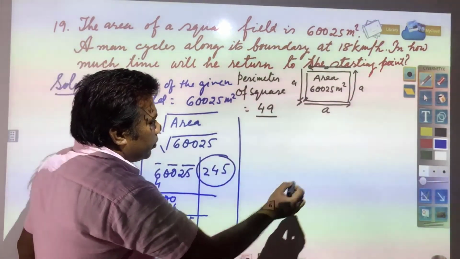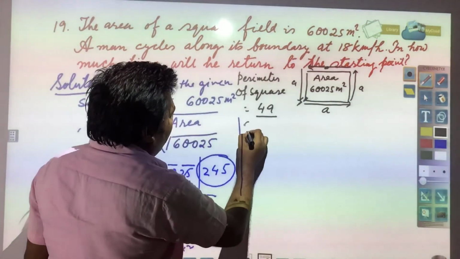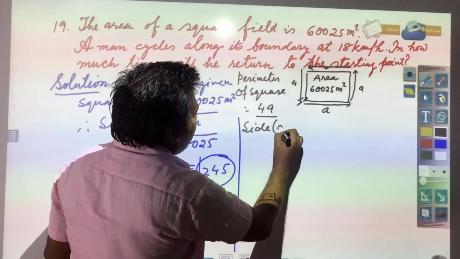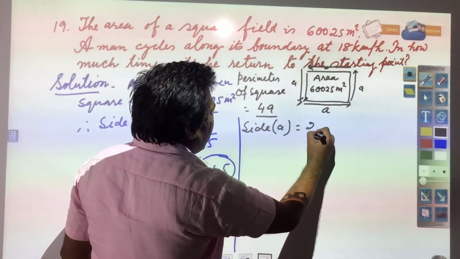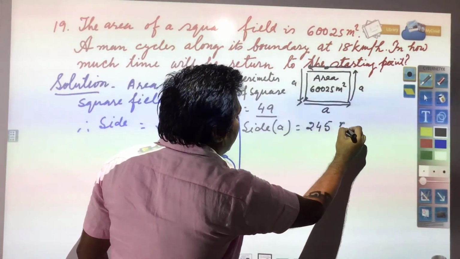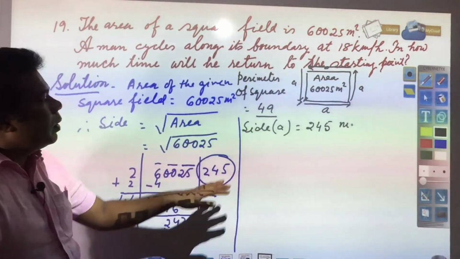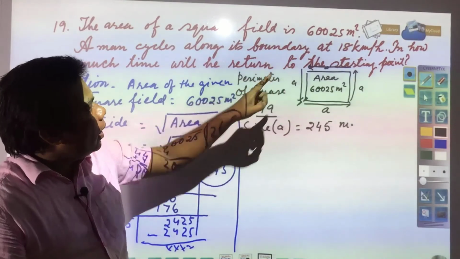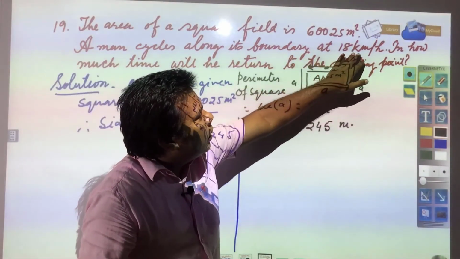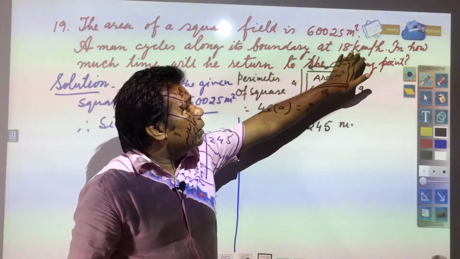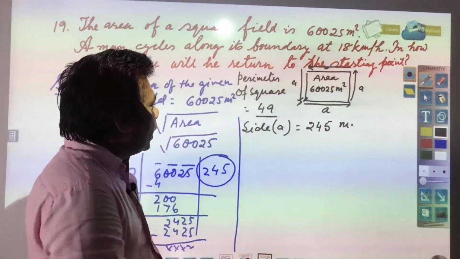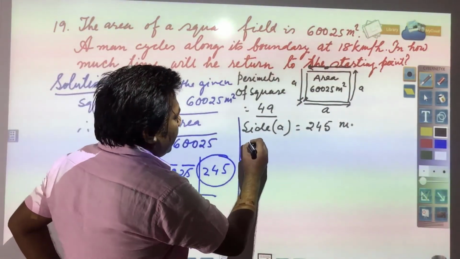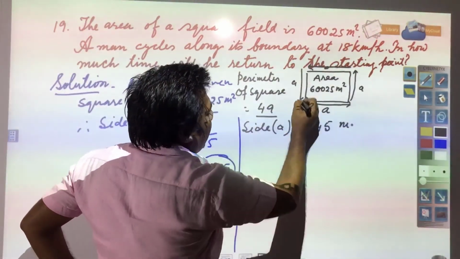Means side you have got, side means what? A you have got 245 meter. One thing you need to remember, here area has been given in meter square, but speed has been given in kilometer. So this is required to be changed into meter. Now we will write total distance he will cover.